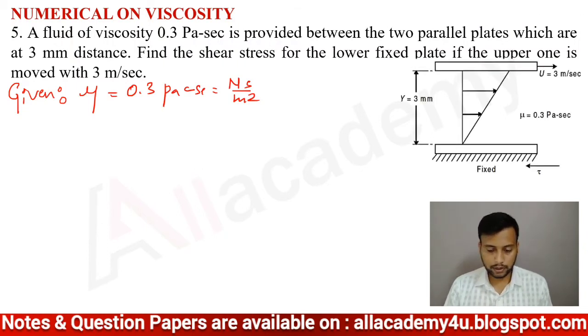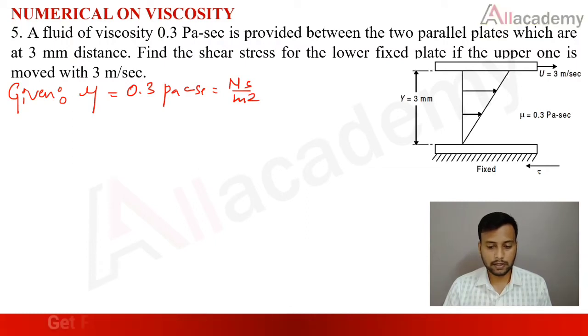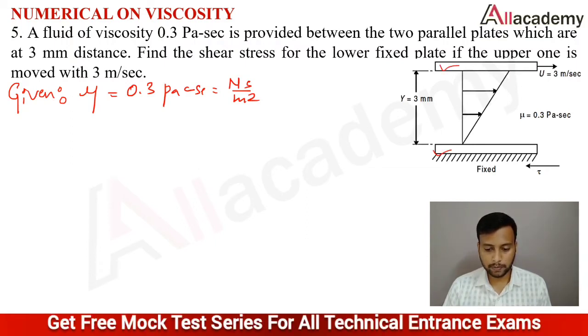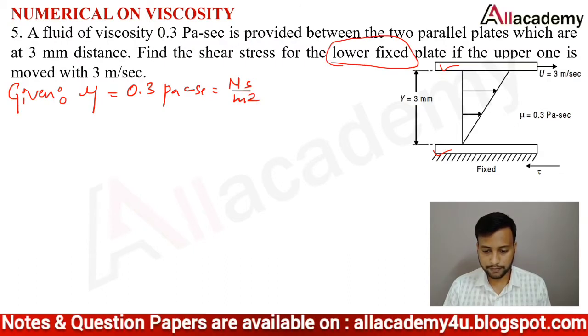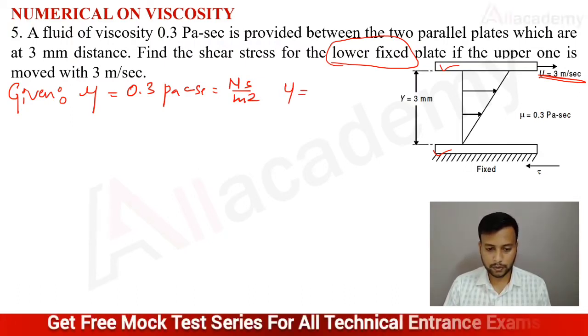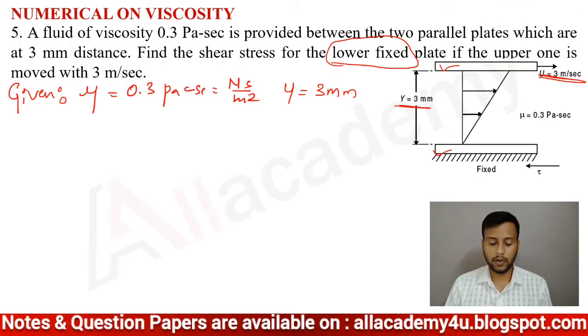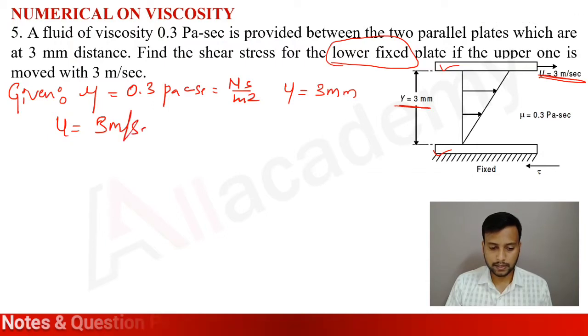So I will just show the figure for this one. Here is the figure. This is the upper plate and this is the lower plate, and the lower plate is fixed as it is given. The lower plate is fixed, and the upper plate is moving with a velocity of 3 meter per second, and these two plates are separated by a distance y equals 3 mm. It is separated by 3 mm, and it is having a viscosity 0.3 and velocity is given. So I will write u equals 3 meter per second.